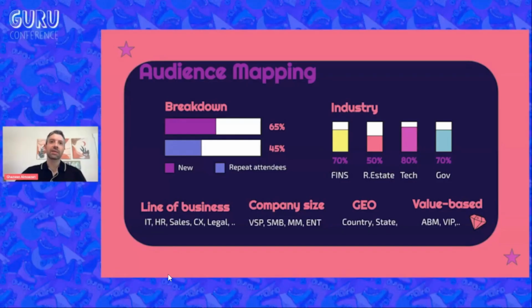And then with that, are you offering localization for your content and your emails and all of the things? And definitely don't forget about your value-based accounts. That's the gem that's going to help drive the most pipeline. The account-based marketing, the VIPs, the executives, the decision makers that you want front and center at your event. So understanding all sides of the audience will help you create the best converting emails for your events.